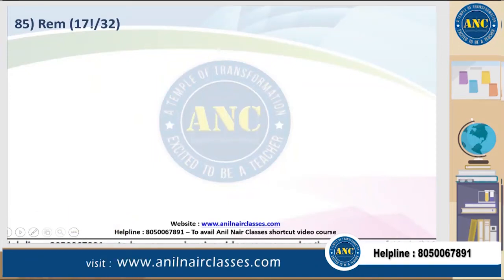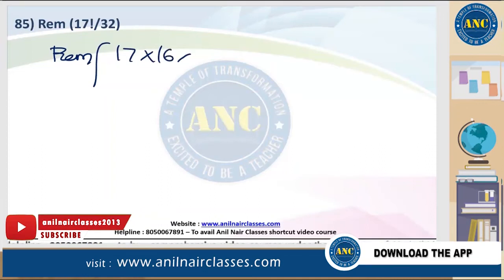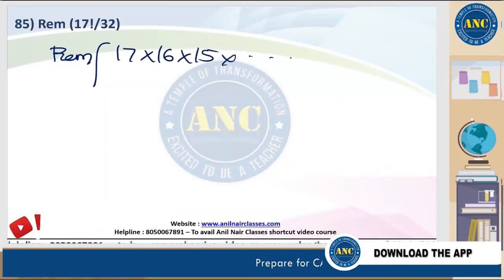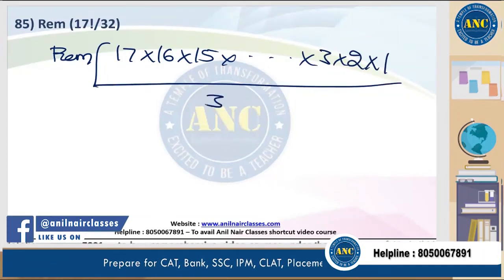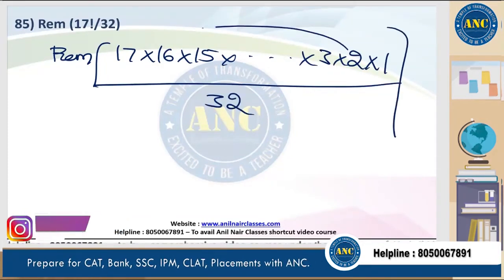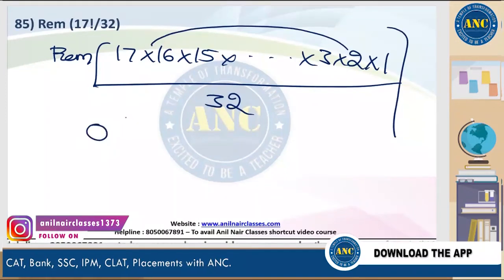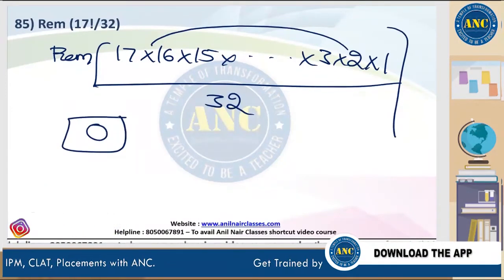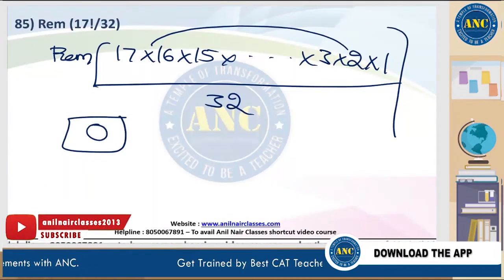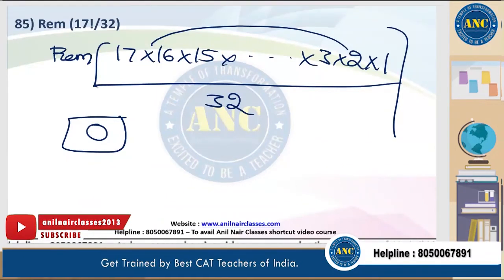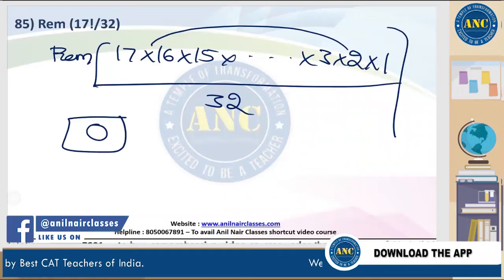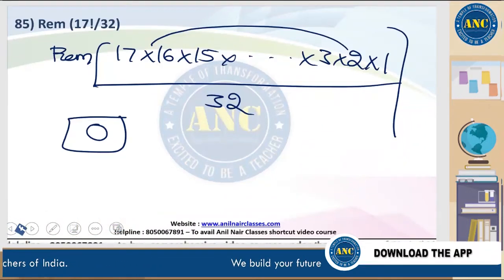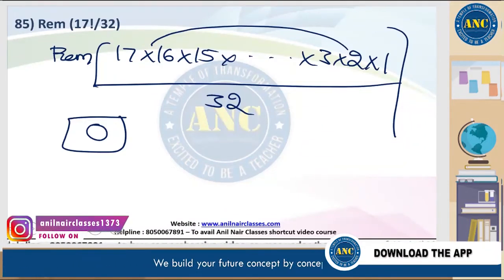17 factorial by 32. Think logically. 17 factorial is 17 into 16 into 15 and so on up to 3 into 2 into 1, when divided by 32. 16 into 2 is 32. 32 into any number divided by 32, remainder 0. Idea clear?